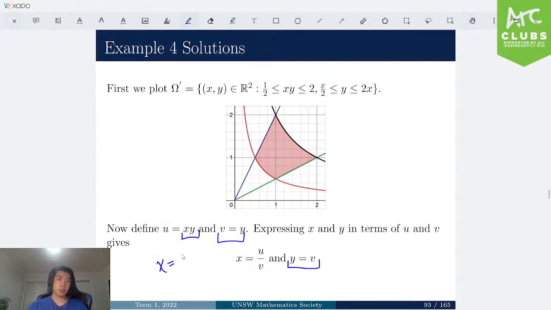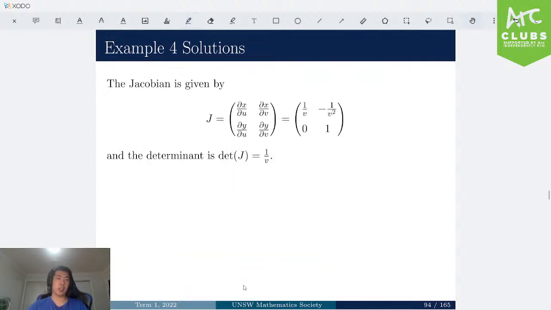X is equal to u on y, but y equals v, so it's equal to u on v. So we get this result as well. Okay? And now we have to apply our Jacobian transform, or our Jacobian matrix. So we're going to take the partial derivatives of our x in terms of u and v, and our y in terms of u and v.